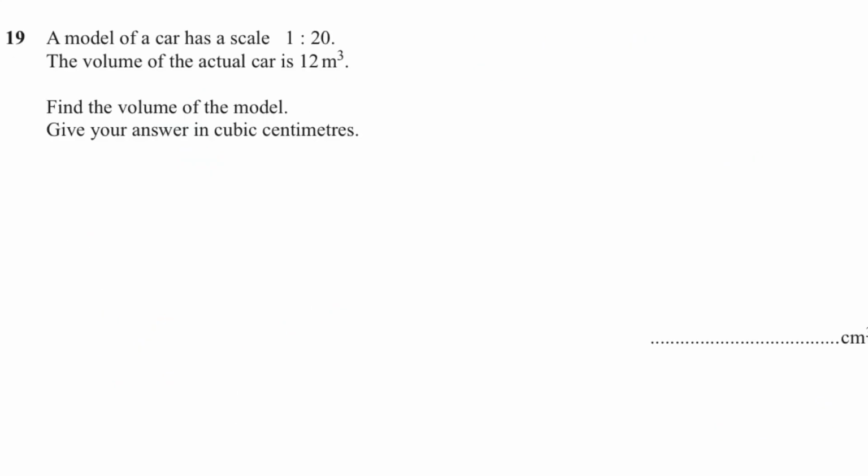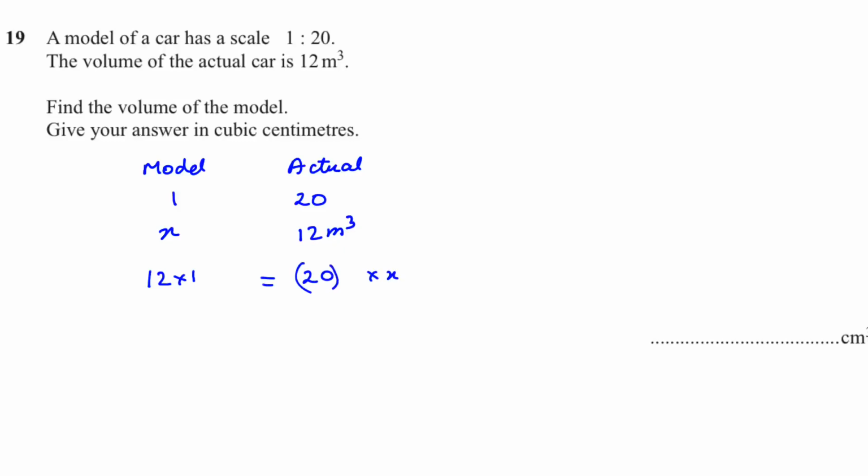Okay, so in 19, a model of a car has a scale of 1 to 20. The volume of the actual car is 12 cubic meters. Find the volume of the model and give your answer in cubic centimeters. Let's start here, and the first thing you do is write the model and the actual. When the model is 1, the actual is 20. Then that's the scale. If the volume of the actual car is 12 cubic meters, what is the volume of the model car? We cross multiply and we will write 12 times 1 is equal to 20 times x.